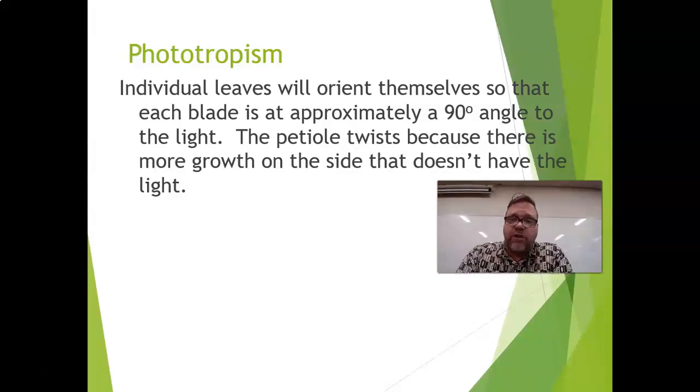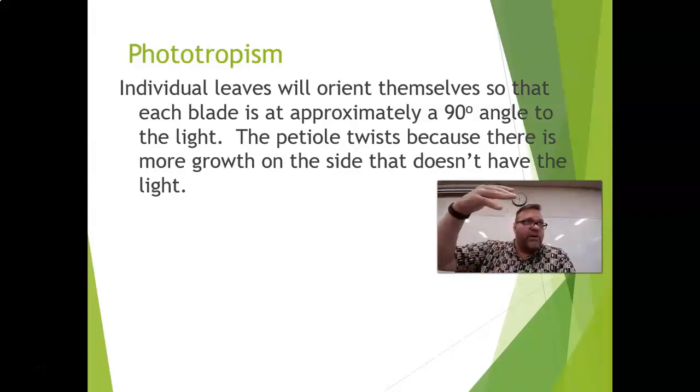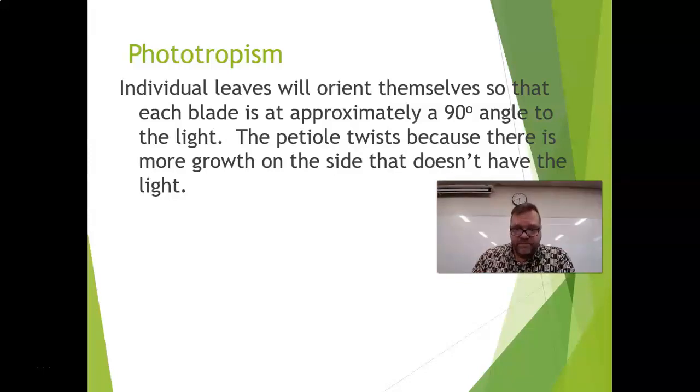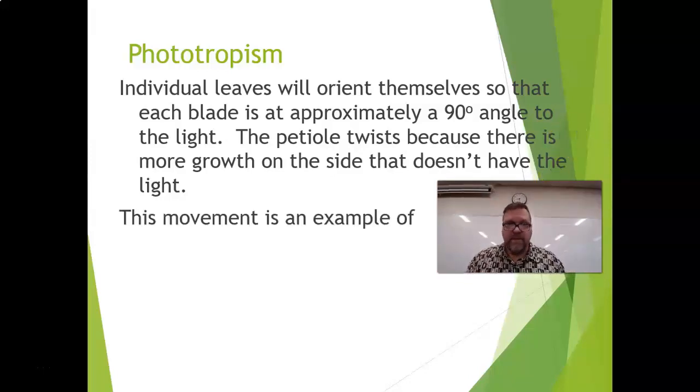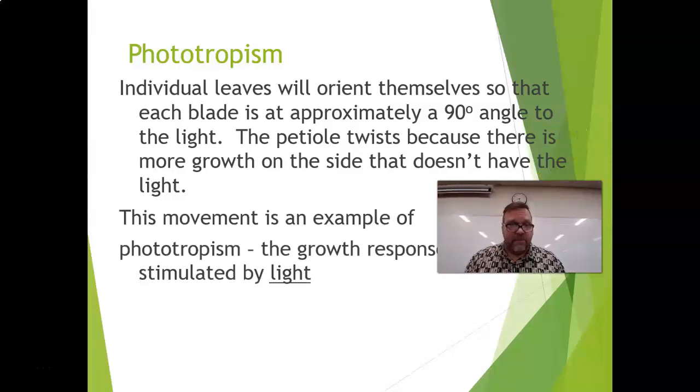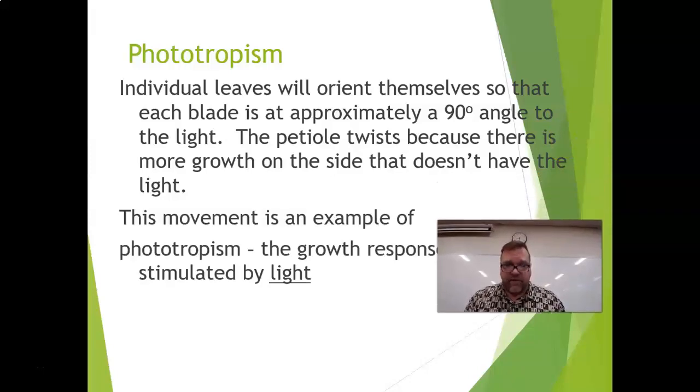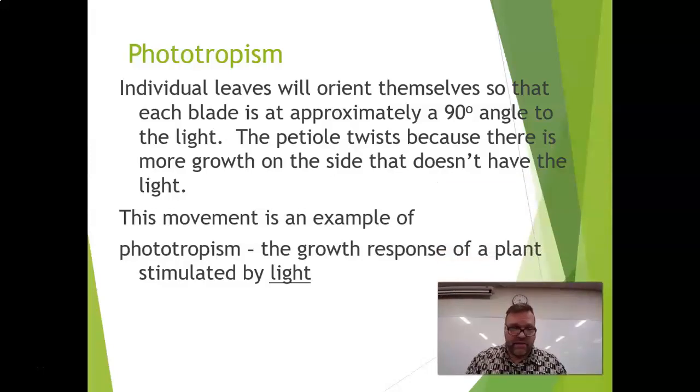Individual leaves will orientate themselves so that each blade is at approximately a 90-degree angle to the light. The petioles twist because there is more growth on the side that doesn't have the light. This is tropism. Again, if you take a plant and put it near your window, and just rotate it, its leaves will reorient themselves toward the window where the sun is. Movement is an example of phototropism, the growth response of a plant stimulated by light.